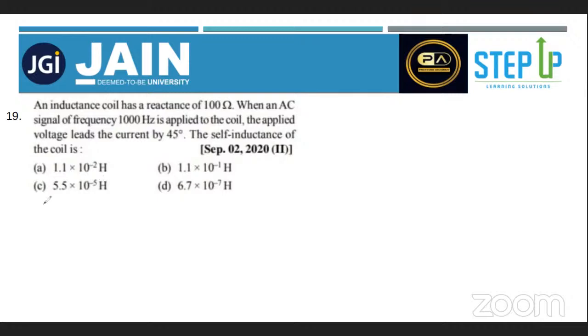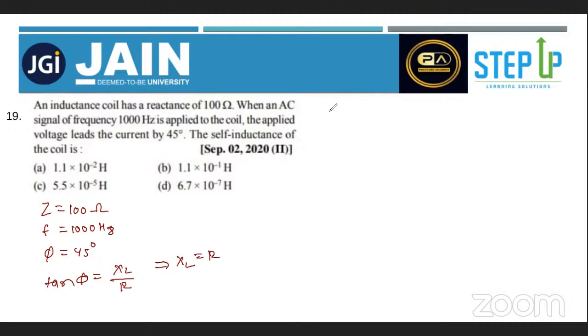What is given here? Reactance is given to you, that is 100 ohm. The frequency is given to you as 1000 hertz, and then the voltage leads the current by 45 degrees. So the phase angle is 45 degree. If I want to calculate tan phi, I can write that tan phi is equal to XL upon R. Because it is tan 45, which is nothing but 1, I can write that XL is equal to R.